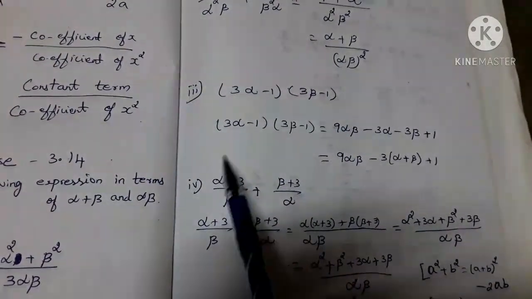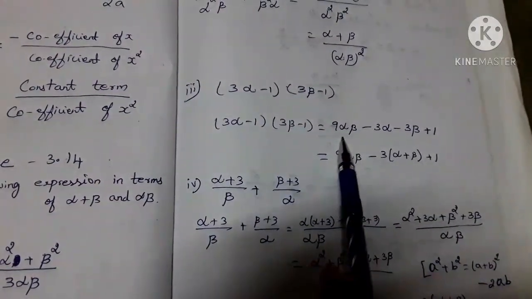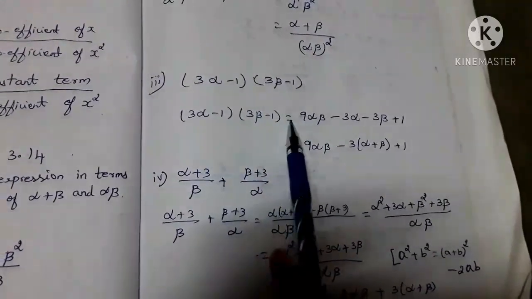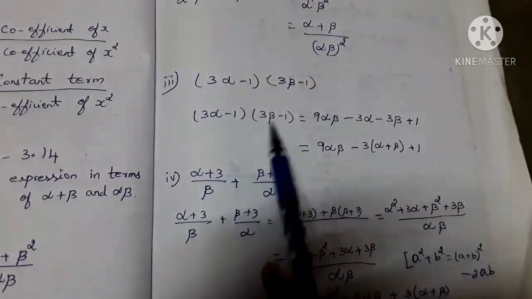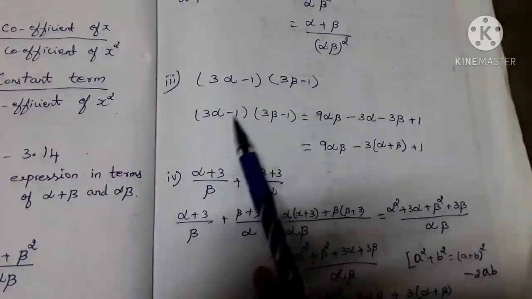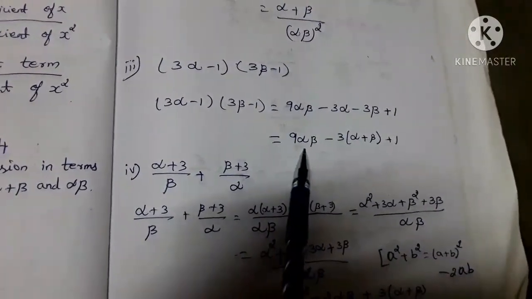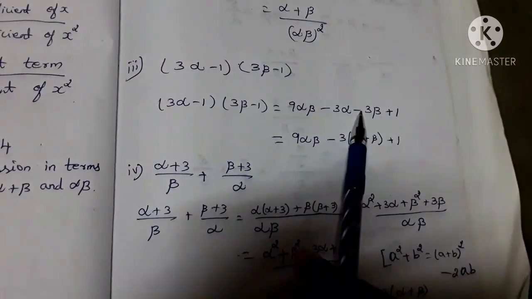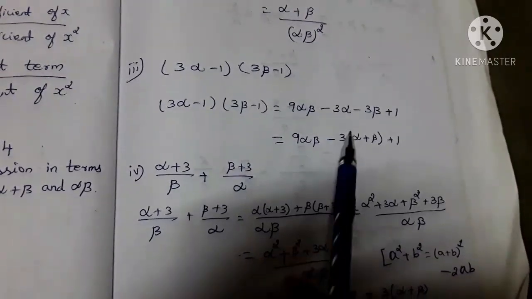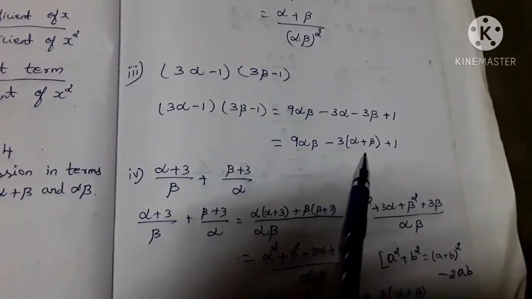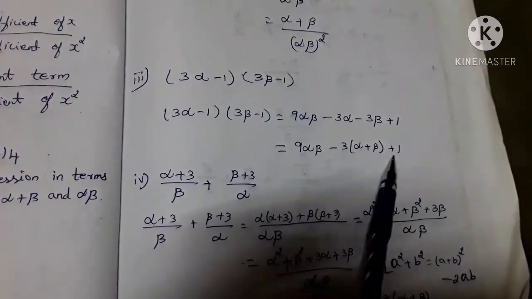Third question, 3 alpha minus 1, 3 beta minus 1. So we have to multiply 3 alpha minus 1 and 3 beta minus 1. 3 alpha into 3 beta, 9 alpha beta. 3 alpha into minus 1, minus 3 alpha. Next, minus 1 into 3 beta is minus 3 beta. Minus 1 into minus 1 is plus 1. So now you see, 9 alpha beta, then minus 3 alpha minus 3 beta, in that minus 3 is common. So we take minus 3 common, and the remaining is alpha plus beta, plus 1. So here also we have written alpha plus beta terms.